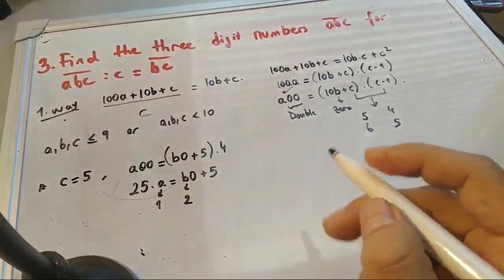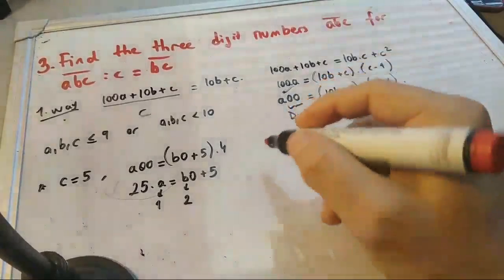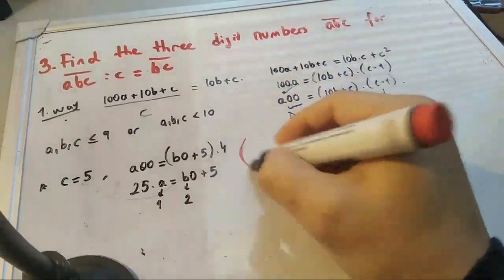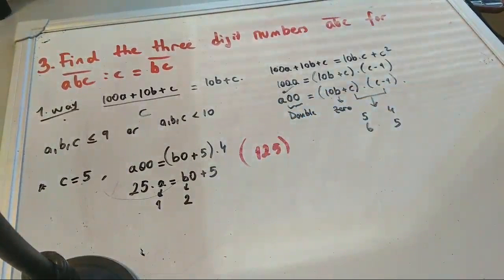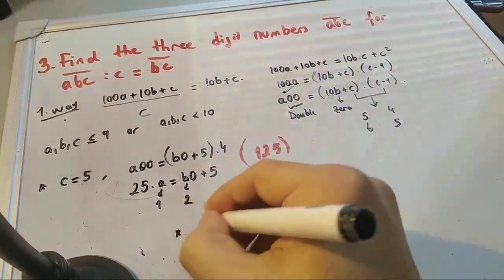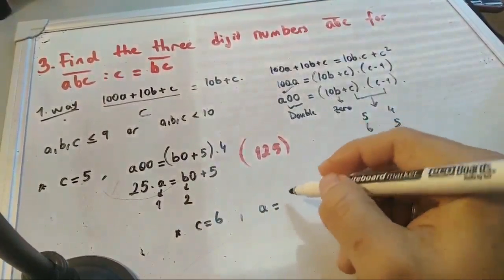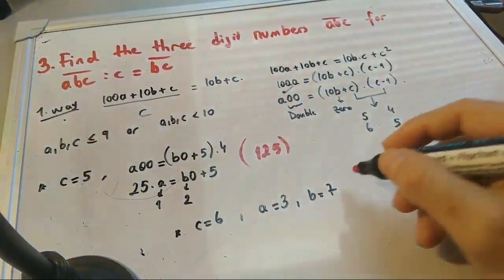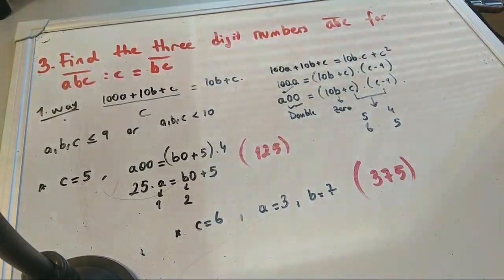I got first ABC. What is it? 125. Because for C is 5, A is 1 and B is 2. 1, 2 and 5, 125. For C is 6, we will get for A is 3, for B is 7. So the another ABC, 375. Okay.